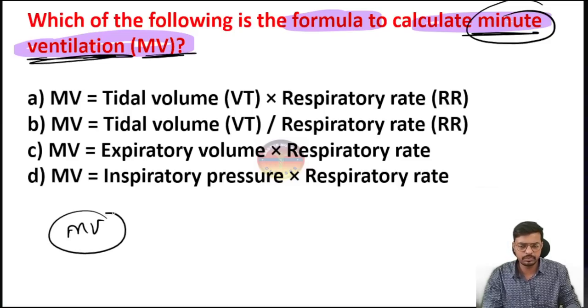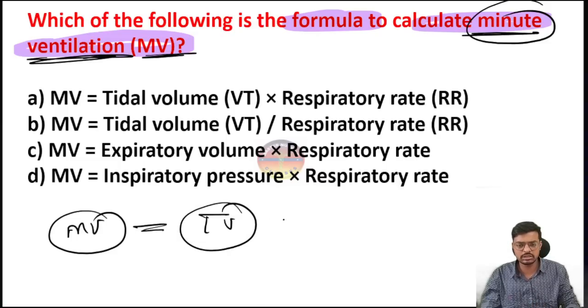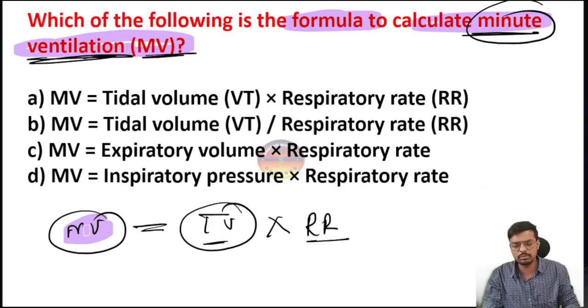For one breath, how much air is going inside, that is the tidal volume. For 1 minute, we take that tidal volume as many times as the respiration rate, which is 12 to 16, up to 22 it's normal. So to calculate the minute ventilation, meaning how much air went inside in 1 minute, we just have to multiply tidal volume with the respiratory rate.